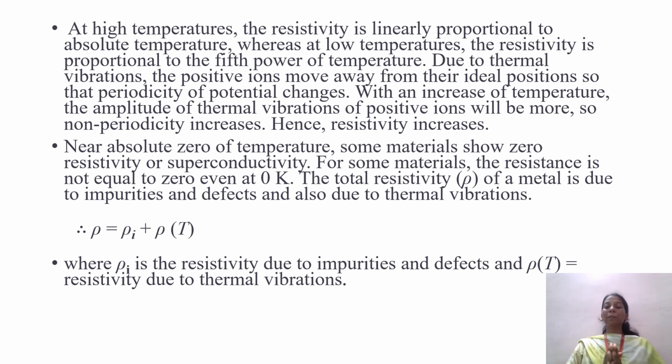When the temperature is zero, some materials show zero resistivity, while for some materials the resistance is not equal to zero. So here there is a formula: rho equals rho I plus rho of T. Rho is the resistivity, rho I is the resistivity due to impurities and defects, and rho of T is the resistivity due to thermal vibration.